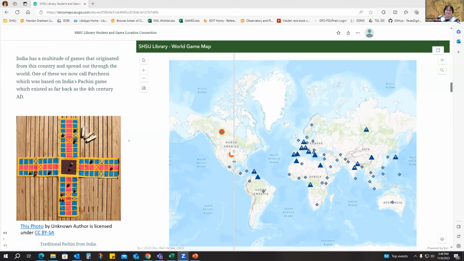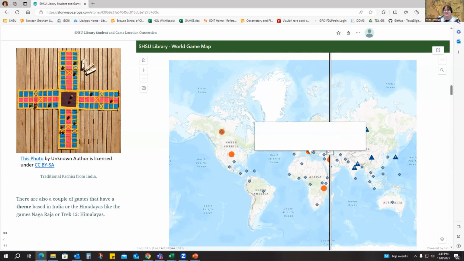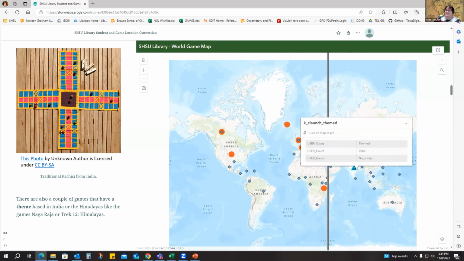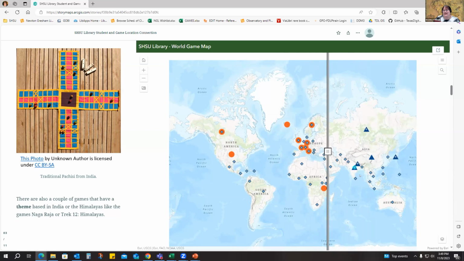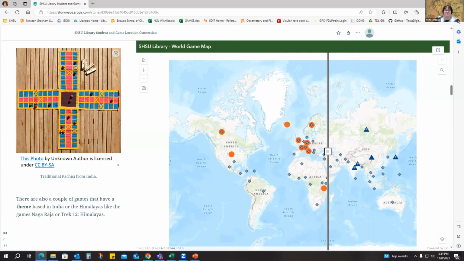So this is kind of an image of that original game. And it goes as far back as the 4th century AD. And so that kind of shows us some of that area. But then if we look at some of the other types of games and we scroll this little thing here, we can see that that was the one, Pachisi. And then if we come back over, it's letting us look at the themed ones. And one of the themes was Nagaraja for India. And then another one that was for Nepal was Trek 12 Himalaya. So you can see that, and you can play with this whenever I put that link in, which I'm going to do at the end because I don't want people playing with it yet. I want to show it off.